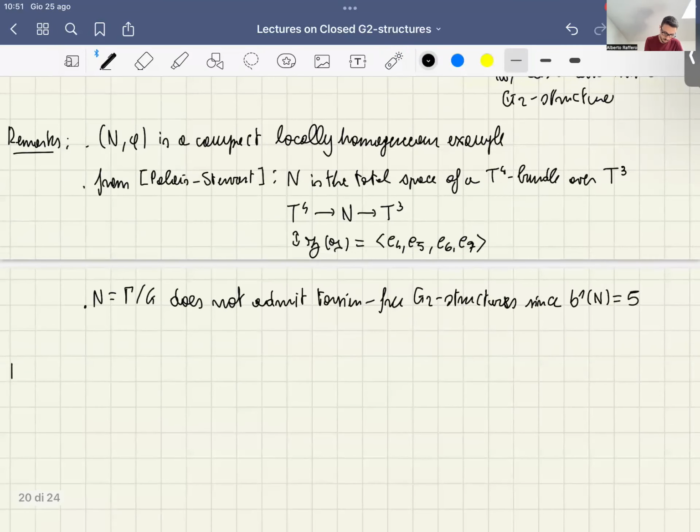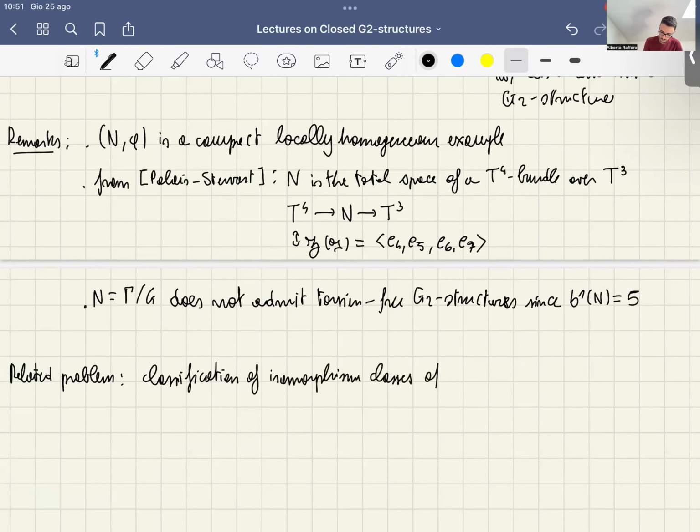Okay, there is a related problem to this type of examples that consists in the classification of isomorphism classes of 7-dimensional Lie algebras admitting G2 structures.